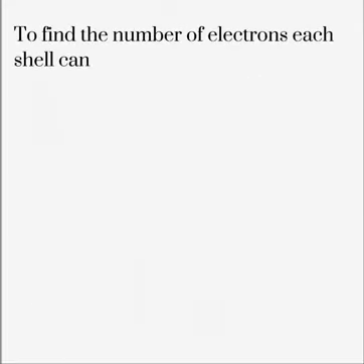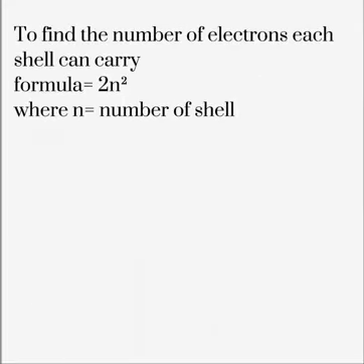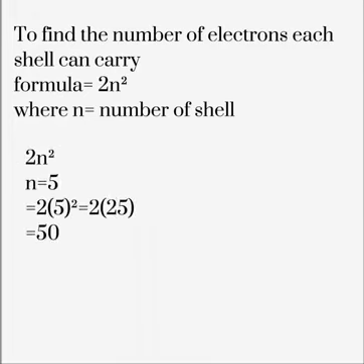To find the number of electrons each shell can carry, we use the formula 2n², where n equals the number of the shell. So let's take for example we want to find out how many electrons the fifth shell can carry. We use our formula 2n², and our n equals 5. 5² equals 25. We are left with 2 times 25, which will give us 50. That's to say the fifth shell can carry a maximum of 50 electrons.